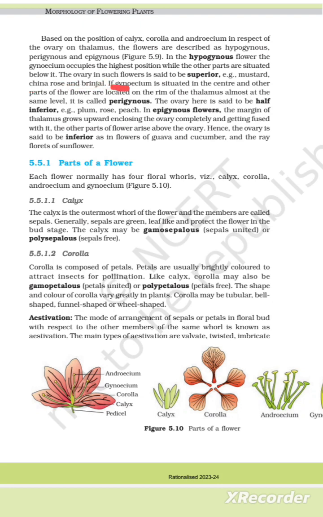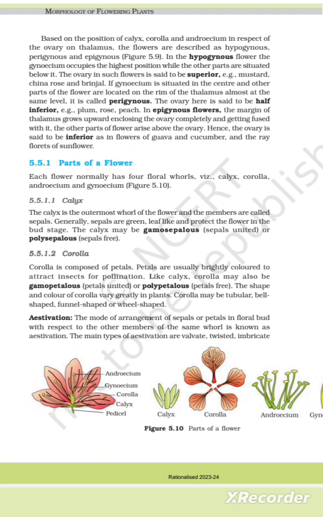Example: mustard, china rose, and brinjal. If the gynoecium is situated in the center and other parts of the flower are located on the rim of the thalamus almost at the same level, it is called perigynous. The ovary here is said to be half inferior. Example: plum, rose, peach. In the epigynous flower, the margin of the thalamus grows upward, enclosing the ovary completely and getting fused with it. The other parts of the flower rise above the ovary, hence the ovary is said to be inferior, as in the flowers of guava and cucumber, and the ray florets of sunflower.